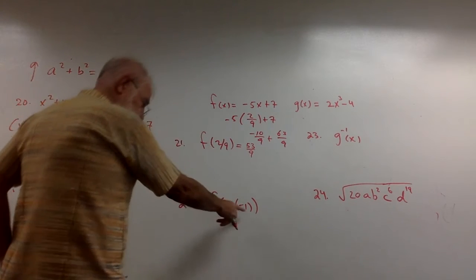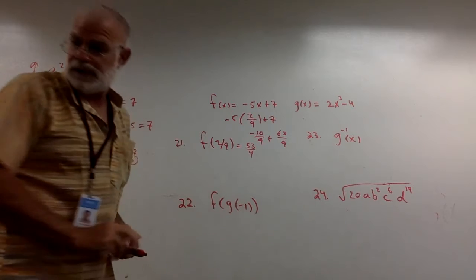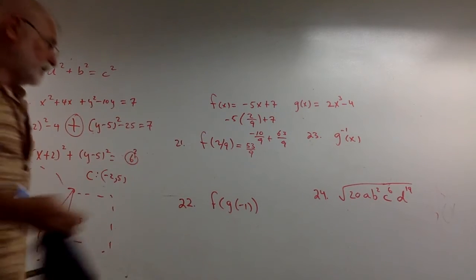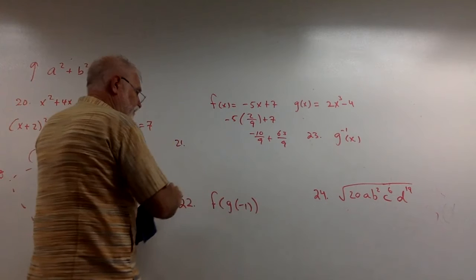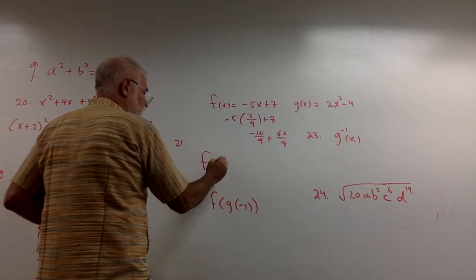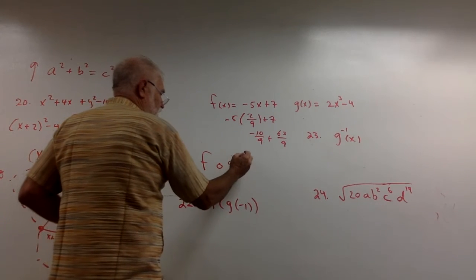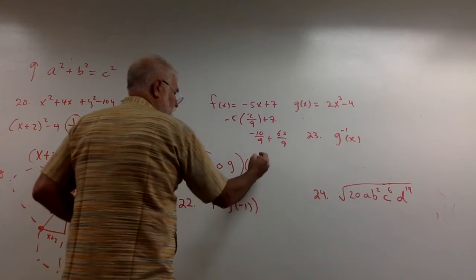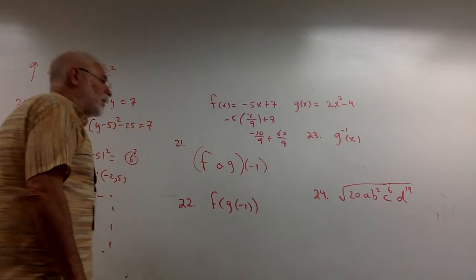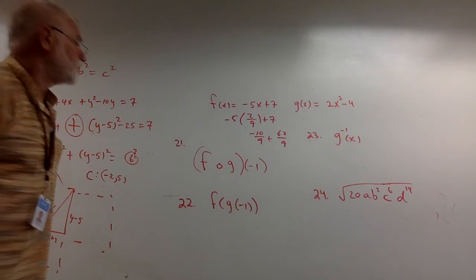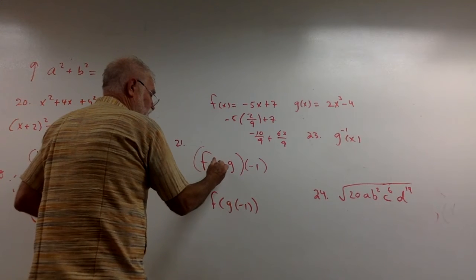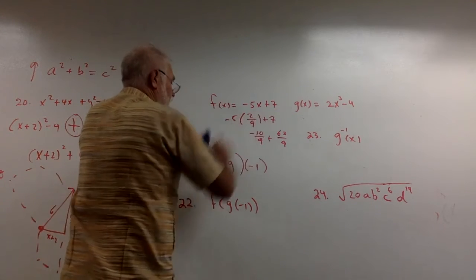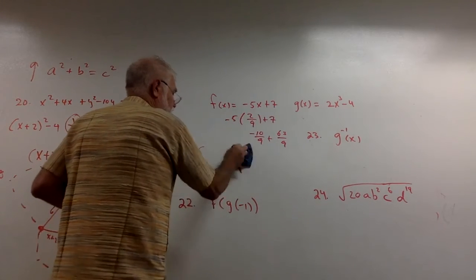22, f of g of negative 1. Let me get my eraser. F of g of negative 1. Just want to make sure again that you hear that this is the same thing as f of g of negative 1. You might see it that way on an SAT. Okay, open circle means this. Closed circle means you're multiplying the 2 functions. We'll do that at another time.